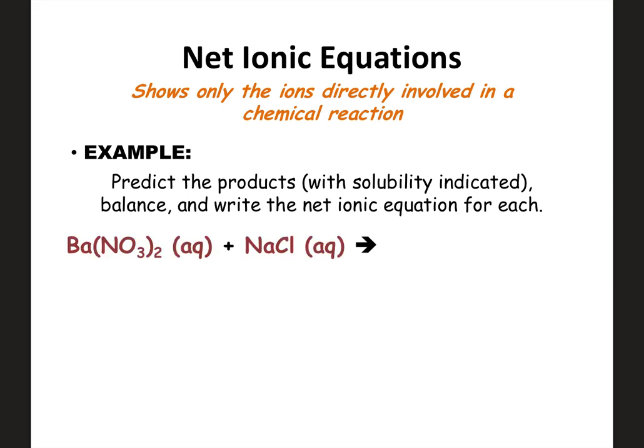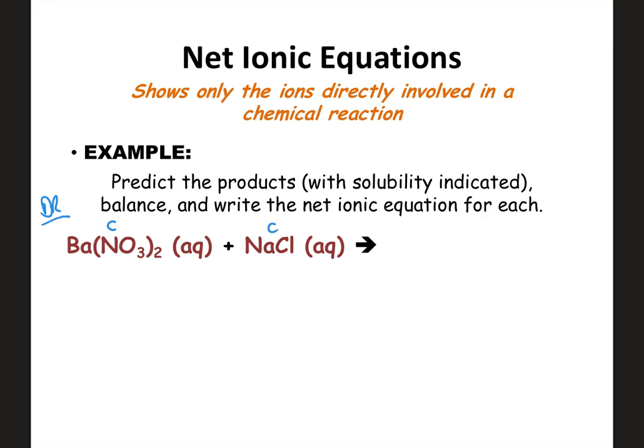Again, we were given the reactants already with the solubility indicated. Don't always count on that happening. You might have to do your symbols, charges, crisscross to write out the reactants and then predict what forms. But again, we have to figure out what type of reaction this is going to be. We have a compound reacting with a compound, so that's going to be double replacement here.